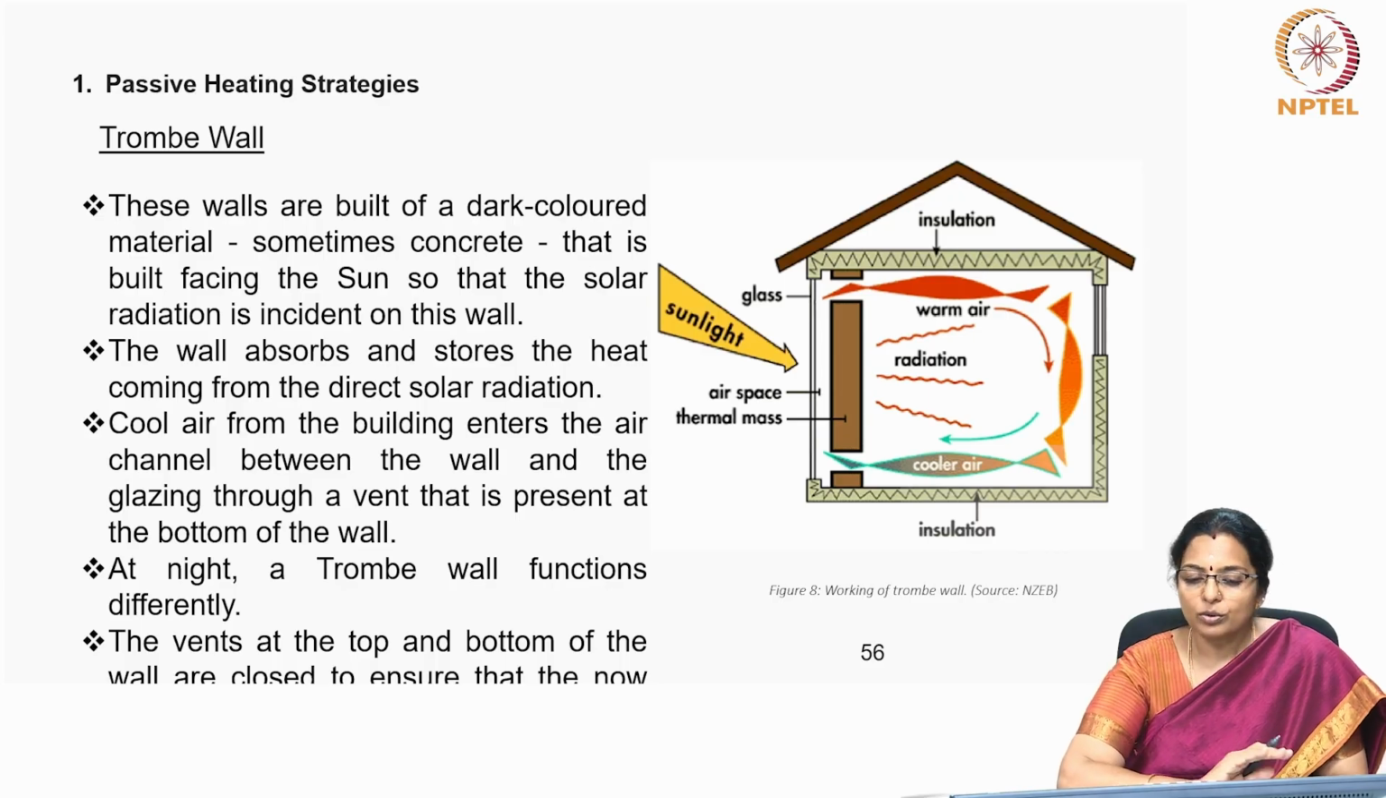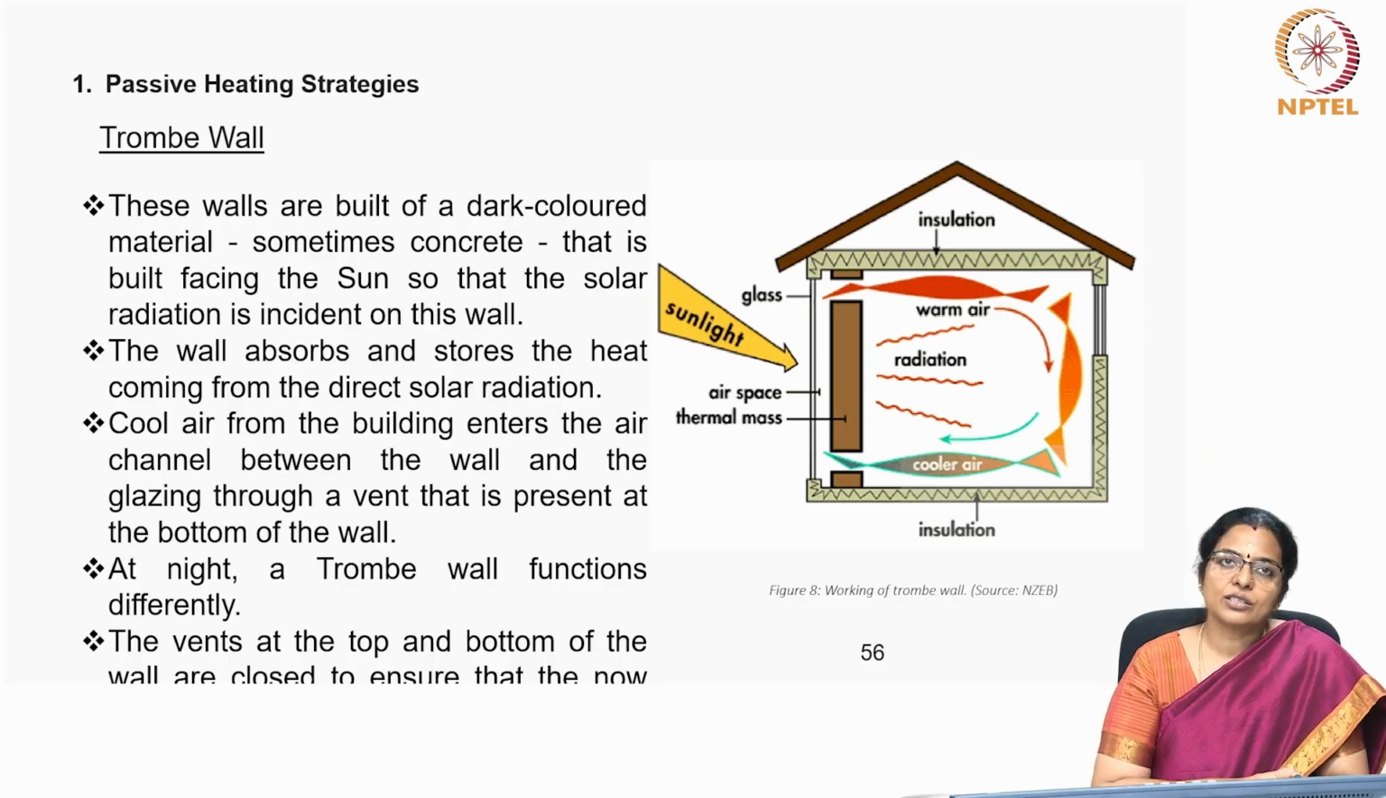Trombe wall. These walls are built of a dark colored, very heavy material, sometimes concrete, facing the sun so that the solar radiation is incident on the wall. The wall absorbs and stores the heat coming from the direct solar radiation. Cool air from the building enters the air channel between the wall and the glazing through a vent. This is present at the bottom of the wall also.